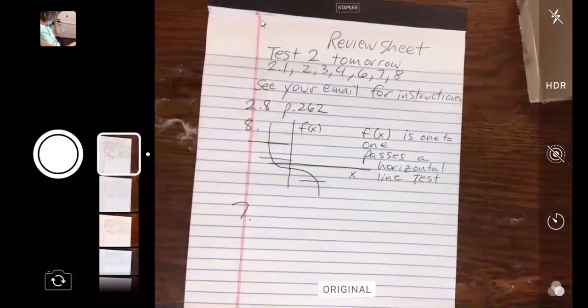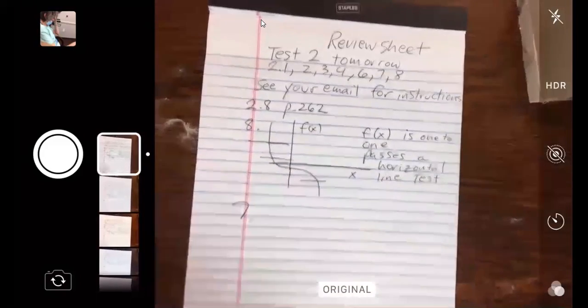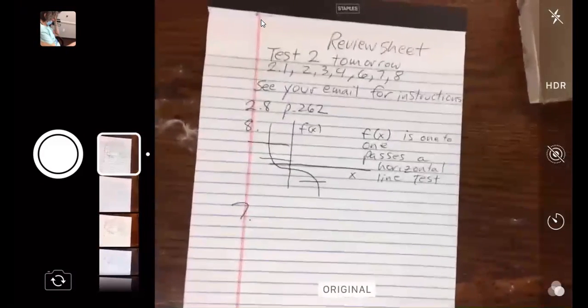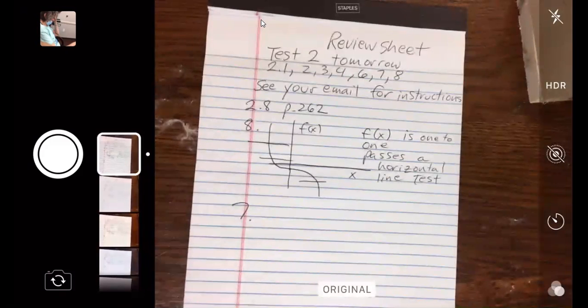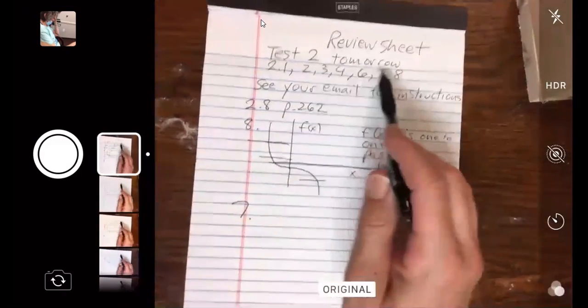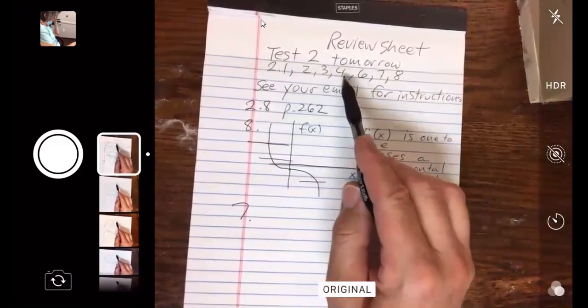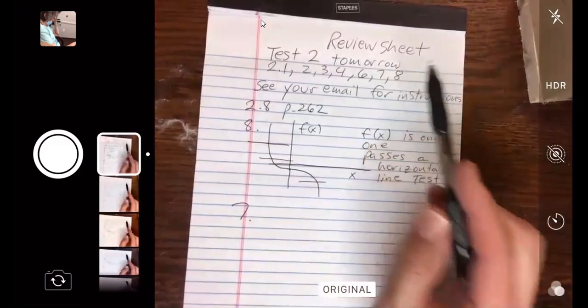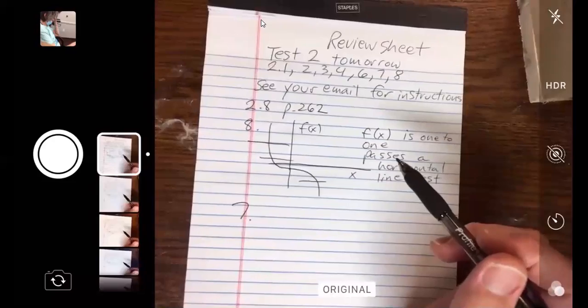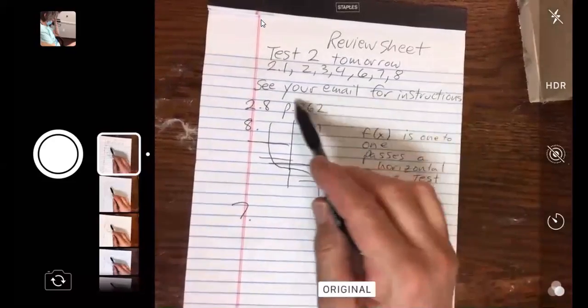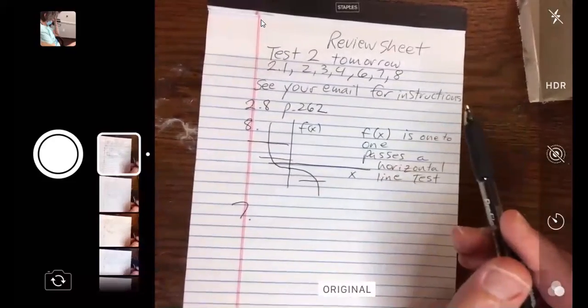Okay, this is the Math 1111 Zoom session for 9 p.m. Thursday, October 1st. We'll go over a few problems from section 2.8. But first, test 2 is tomorrow, and it covers 2.1, 2.2, 2.3, 2.4, 2.6, 2.7, and 2.8. See your email for instructions.